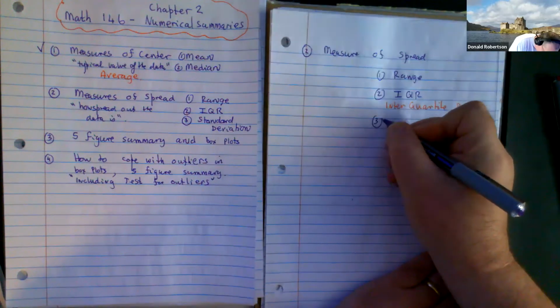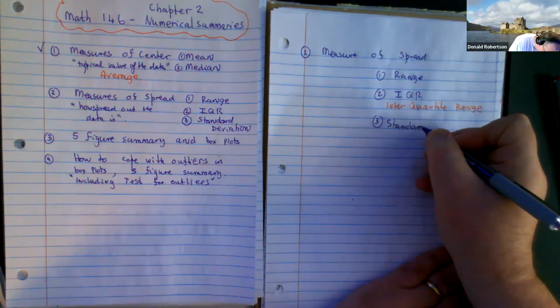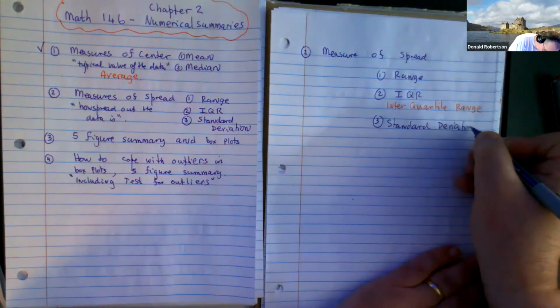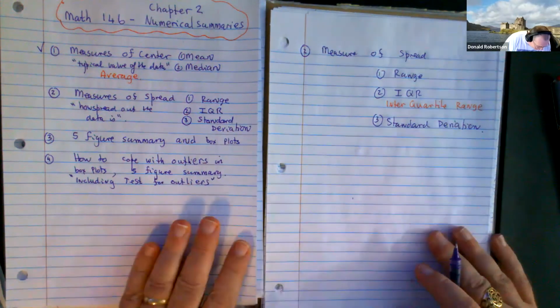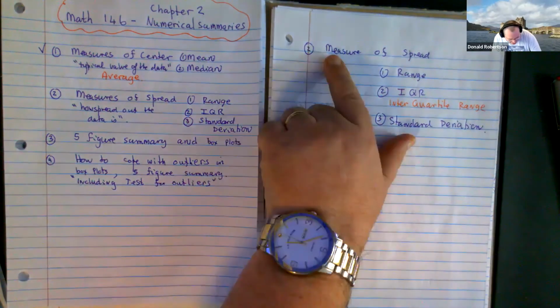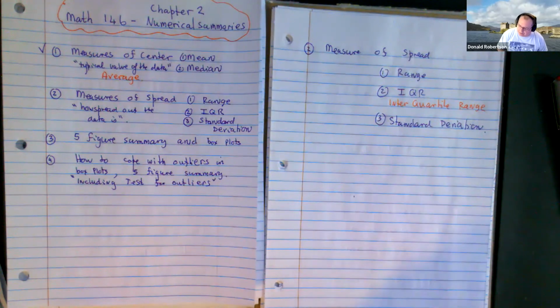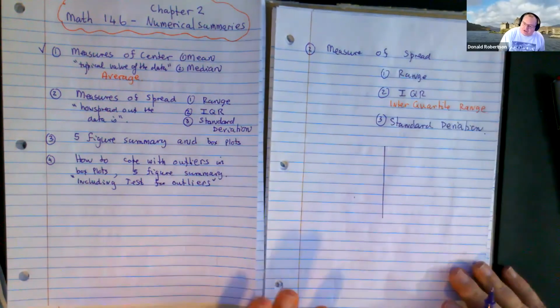And the third one is called the standard deviation. So far, so good. Right, those are the three main types. Before we get into the details of how you calculate them, let me give you an example of why having a number that tells you how spread out the data might be is a useful thing. It's called standard deviation.